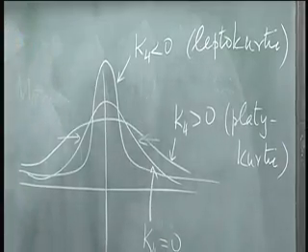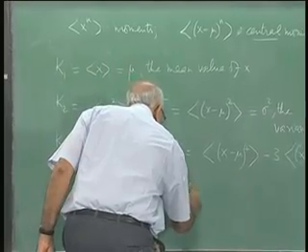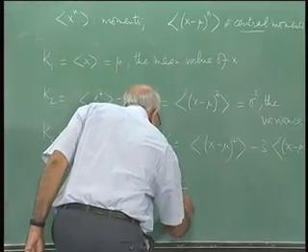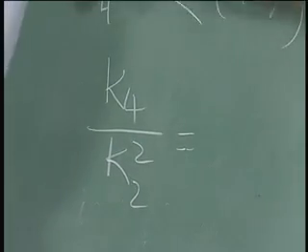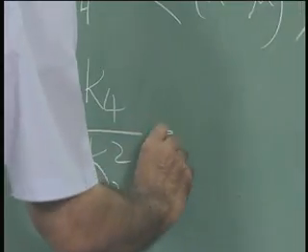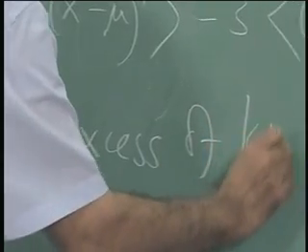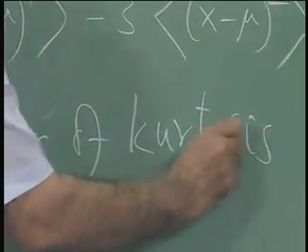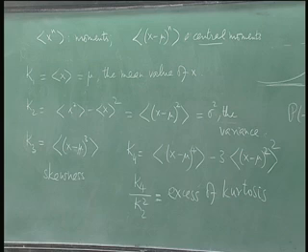The quantity kappa 4 divided by kappa 2 whole squared, the square of the variance, normalizes by dividing by this square. This quantity here is called the excess of kurtosis for a probability distribution. So in a sense, in empirical usage, the first 4 moments tell you more or less all that you need to know at a first approximation, at least, about the distribution.